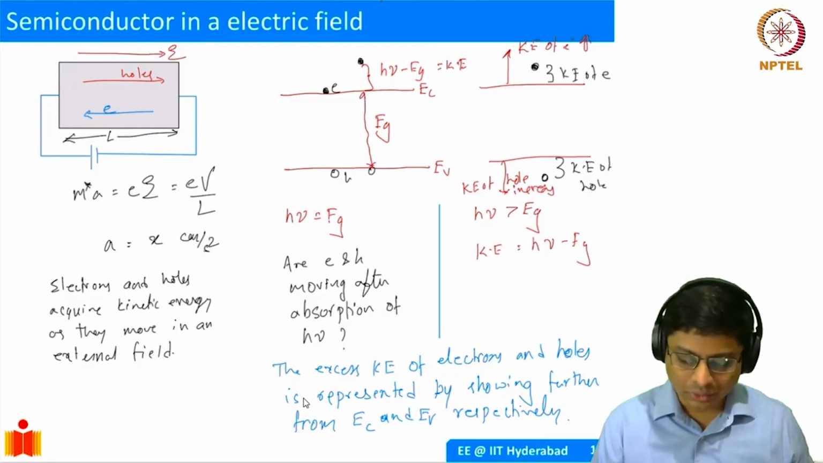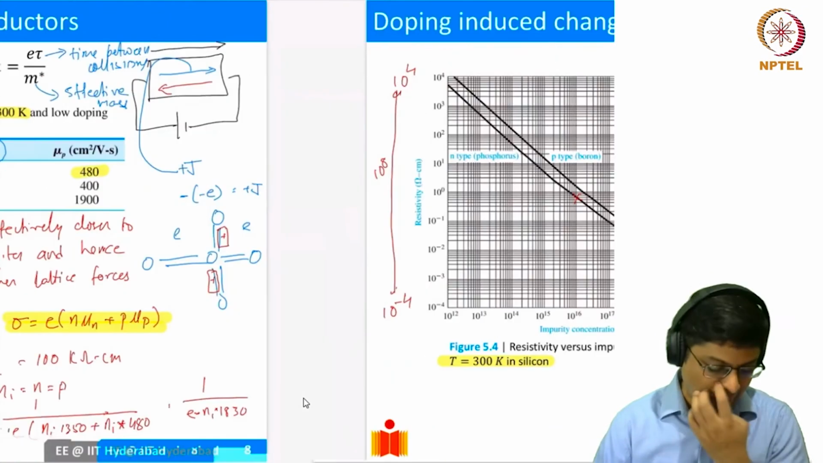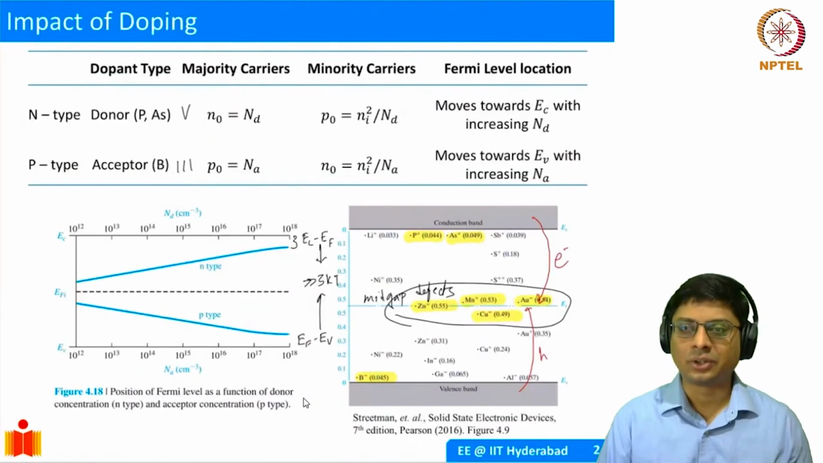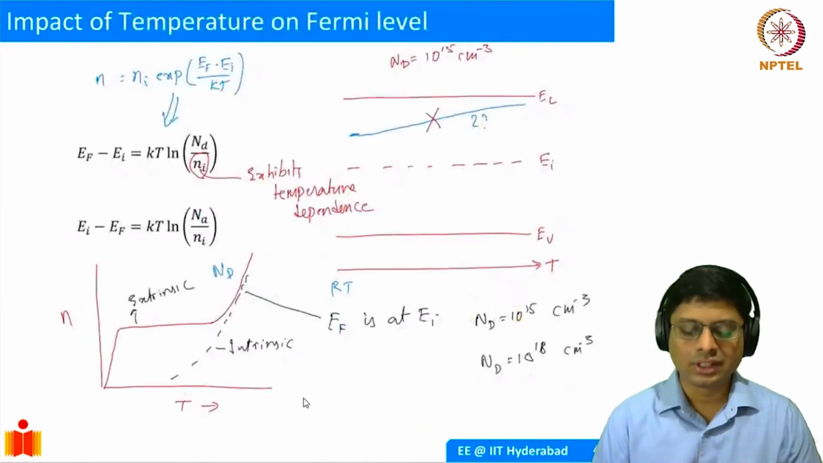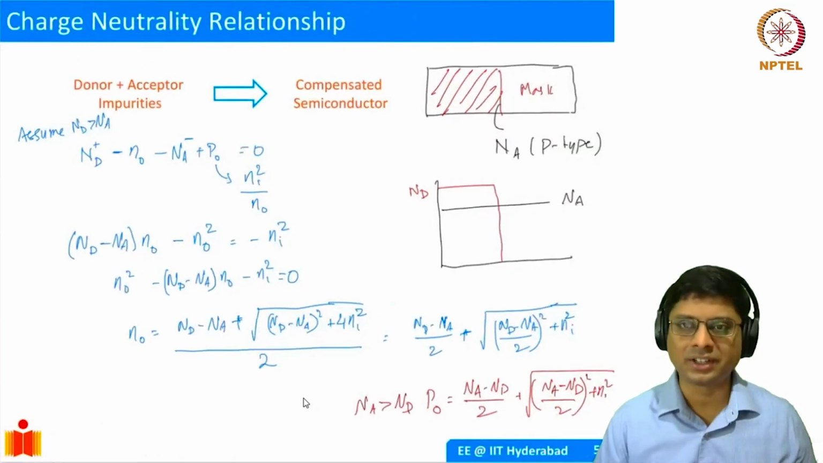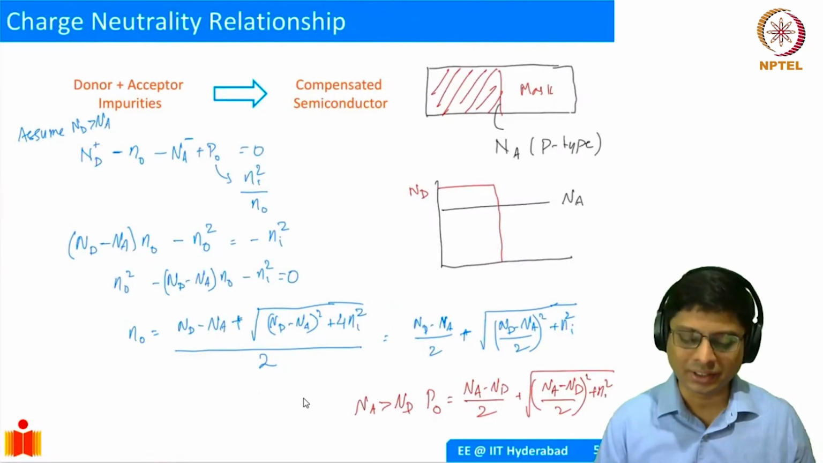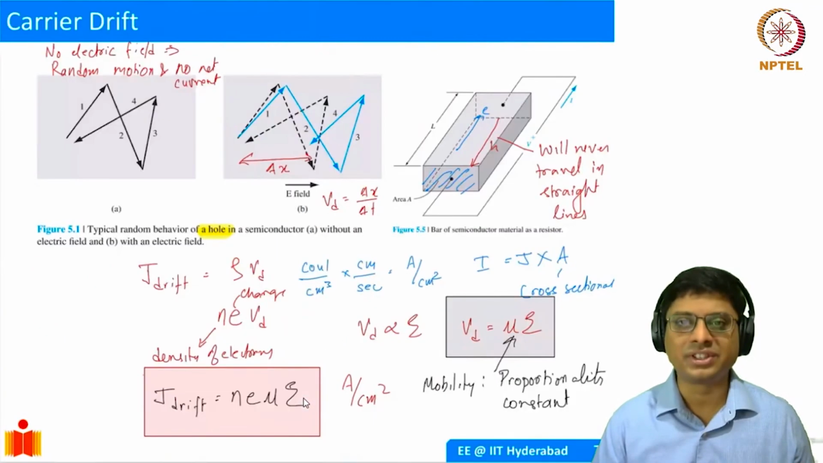So what we did today was we started out with a brief review of what happened previously, and then we talked about the impact of temperature, and also mentioned the different impurities and how they impact it. After that, we introduced the concept of a compensated semiconductor, and how to calculate the carrier densities if you have one. And then we talked about carrier drift, which is an important process.